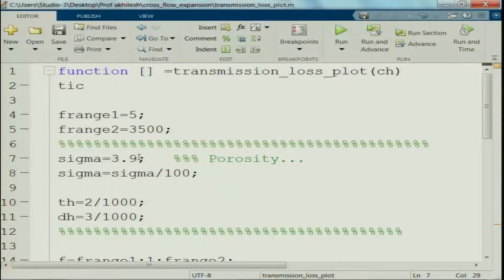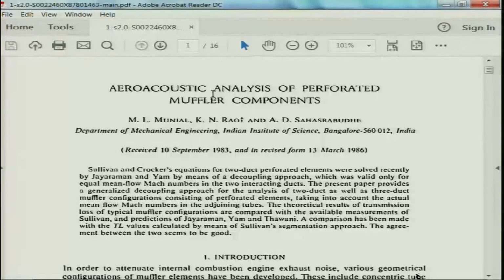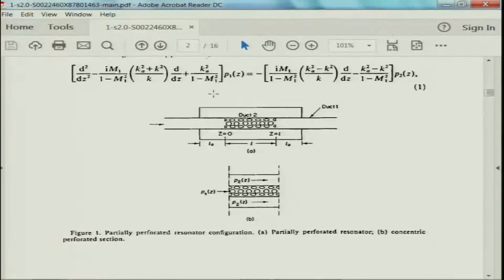This is one example that I thought of taking from the paper published a long time back by Munjal and Rao and Sahasrabudhe. It is a very famous paper on aeroacoustic analysis of perforated components published in the Journal of Sound and Vibration. These are the parameters that I have taken from there. This is the paper that I was talking about, and it is a well cited, very nice paper.